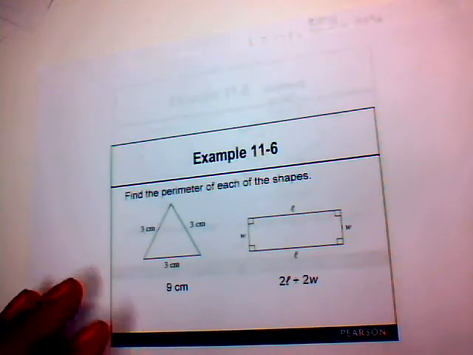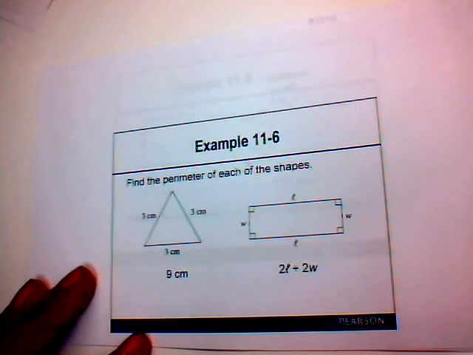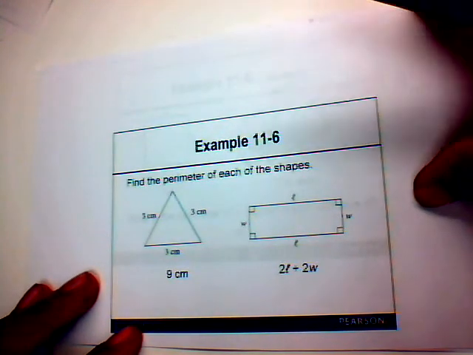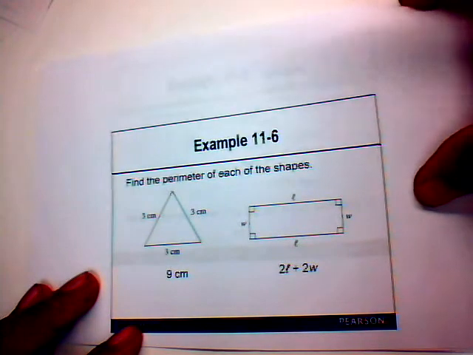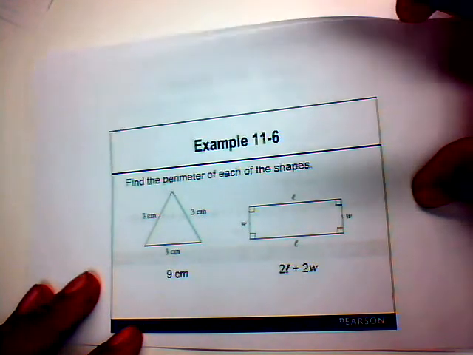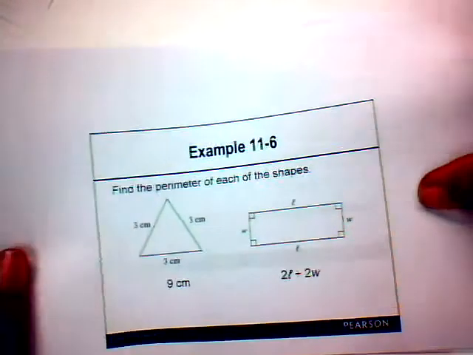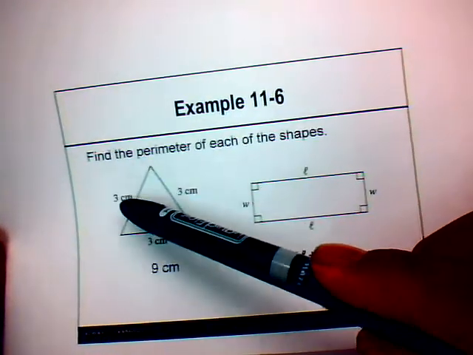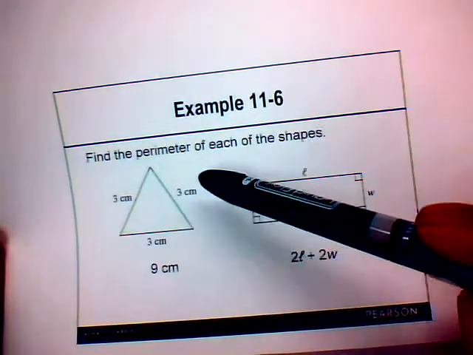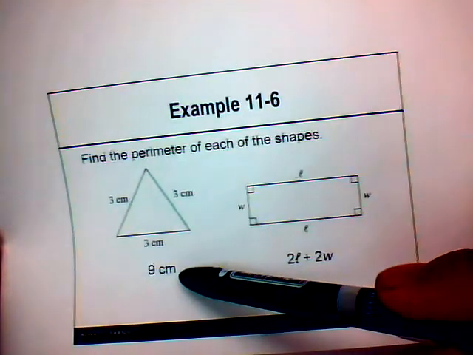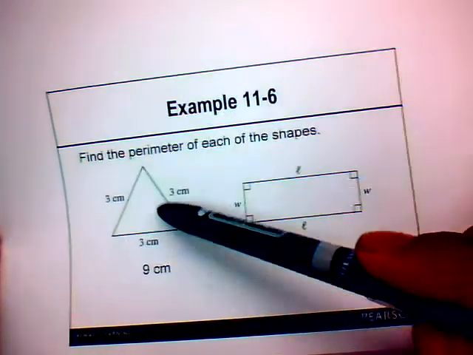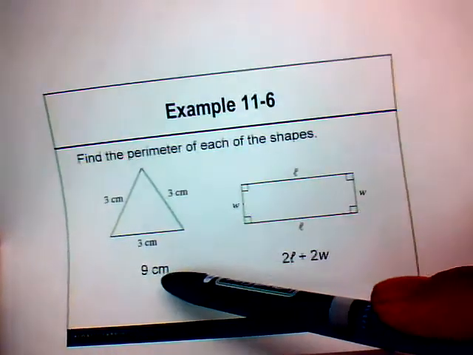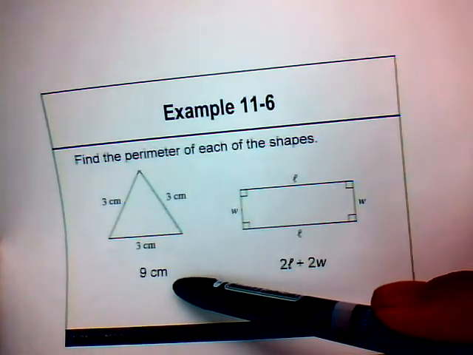And in these examples here, we're going to find the perimeter of each of the shapes. So the one on the left, where you have a triangle, where each side has a length of 3 centimeters, we just simply take the sum of each of the individual sides together. So add 3 plus 3 plus 3, you're going to get 9. So the perimeter here, or the distance around this entire triangle, is 9 centimeters.